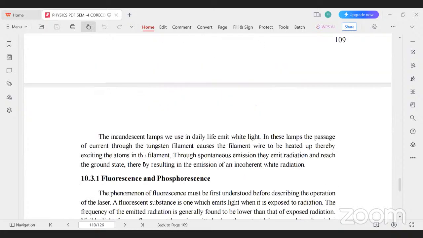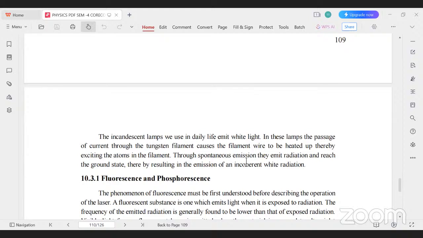The incandescent lamp we use in daily life emits white light. In this lamp, the passage of current through the tungsten filament causes the filament wire to heat up, thereby exciting the atoms in the filament. Through spontaneous emission, they emit radiation and reach the ground state, thereby resulting in the emission of incoherent white radiation. We know what incoherent white radiation is.